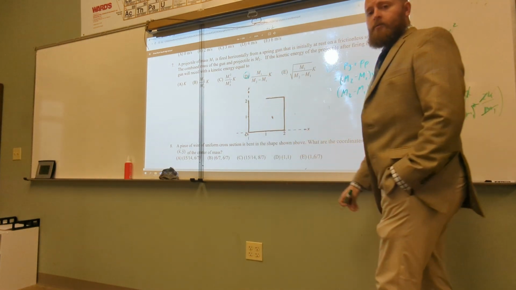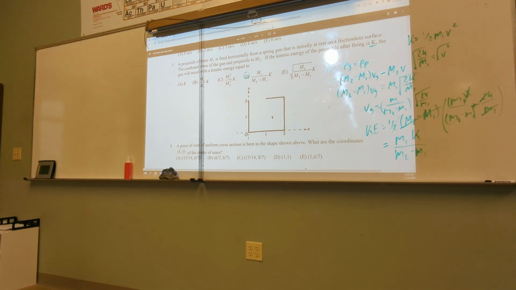Yeah, that was a long problem. So this is definitely one that you might have to come back to after you've done other things, because it does take a long time. You would be able to eliminate some of these just by thinking through it. You know that the velocity of the gun is going to be less than the velocity of the projectile. So you would be able to maybe eliminate some of these, but that's definitely a tricky one.